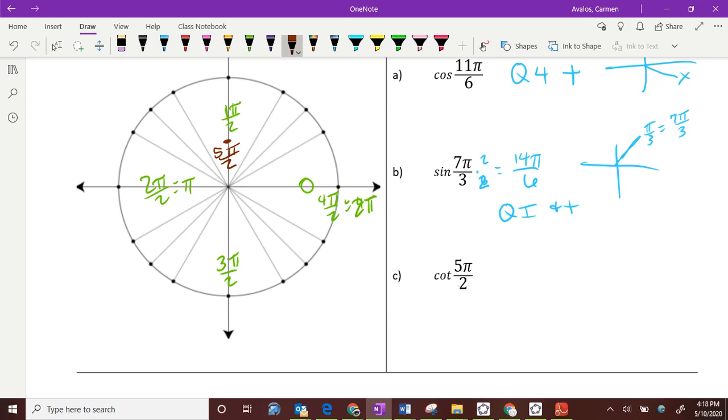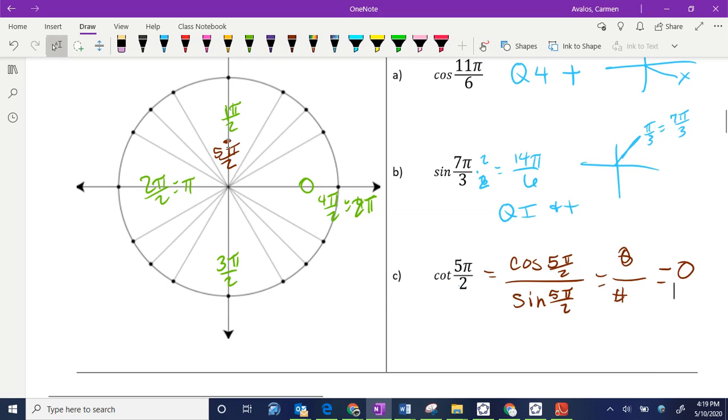Now, what happens here is that it's a quadrantal angle, so we need to know its cotangent. So what is the cotangent of 90 degrees? The cotangent is the same as the cosine of 5 pi over 2 over the sine of 5 pi over 2. We know that the cosine is going to be 0, and the sine is going to be a number. So this here is going to be 0, because 0 divided by a number is 0.